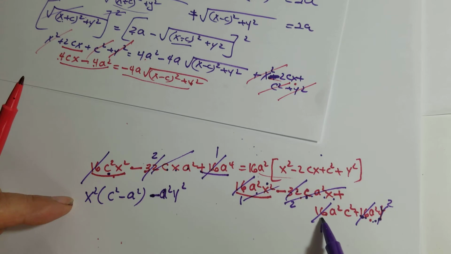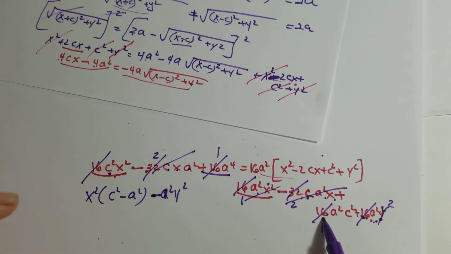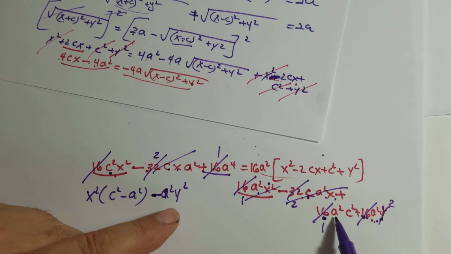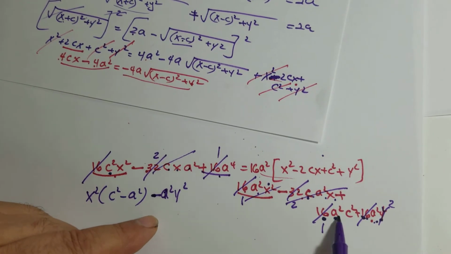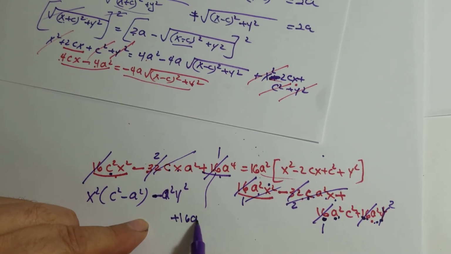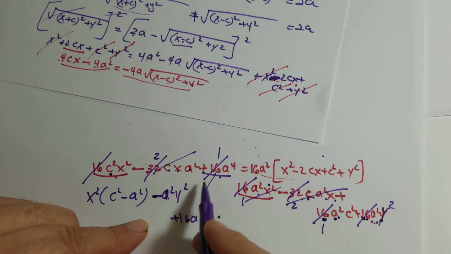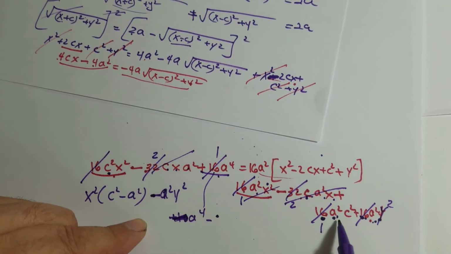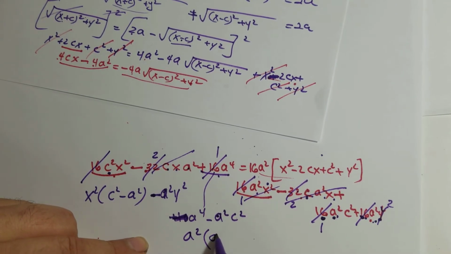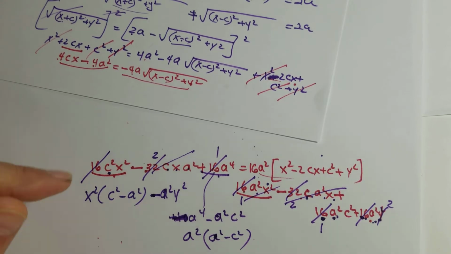This one is 16a squared c squared. And I want to know where did I use, no, I didn't use that one. Therefore, these two are constant. Therefore, this becomes plus 16a to the power of 4, and the 16 became a 1, and that 16 became a 1 is a squared c squared. And if I factor a squared here, I see a squared minus c squared.